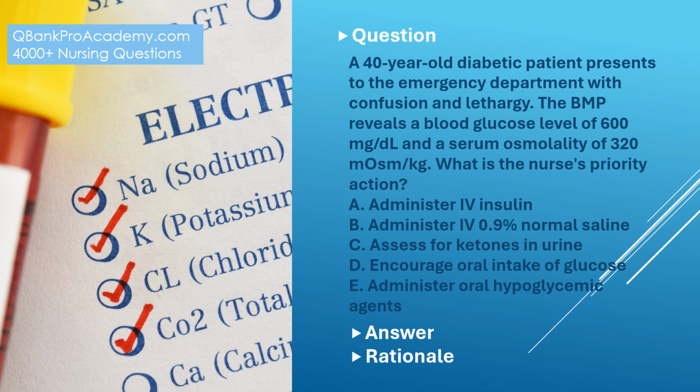Rationale: administer IV 0.9% normal saline. The patient's elevated serum osmolality and hyperglycemia suggest hyperosmolar hyperglycemic state, HHS, which is associated with severe dehydration. Administering IV normal saline is crucial to correct dehydration. Option A, IV insulin, is appropriate but should follow fluid resuscitation. Option C, assess for ketones, is relevant but not the immediate priority. Options D and E are contraindicated as the patient requires fluid replacement before addressing hyperglycemia.